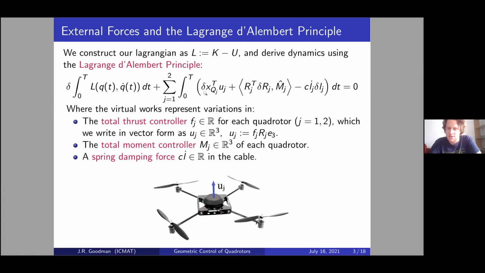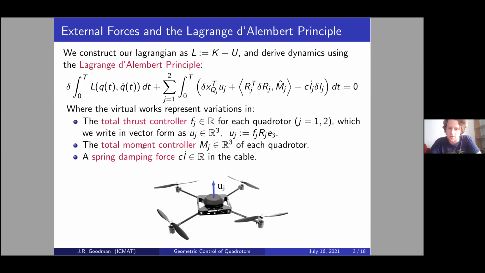And in our case, these virtual works are representing some non-conservative external forces in the form of two controllers. The first is our total thrust controller, which really is a scalar quantity, but we write this in vector form, this u_j, which we think of as just a vector pointing vertically upwards from the quadrotor in the body frame, and then translating this to the inertial frame via our matrix R_j. The second controller here, or the second and third, there are two for each j, j equals 1 and 2.